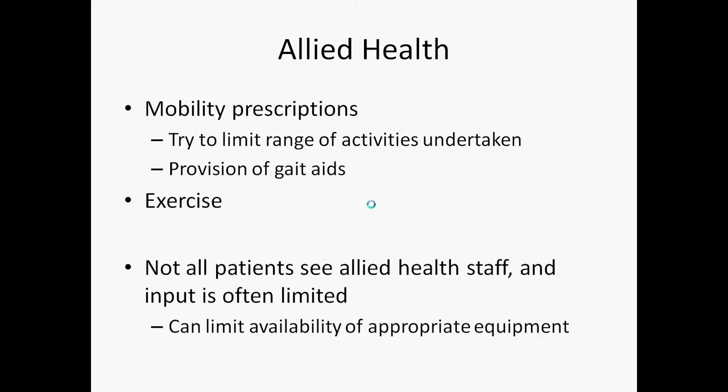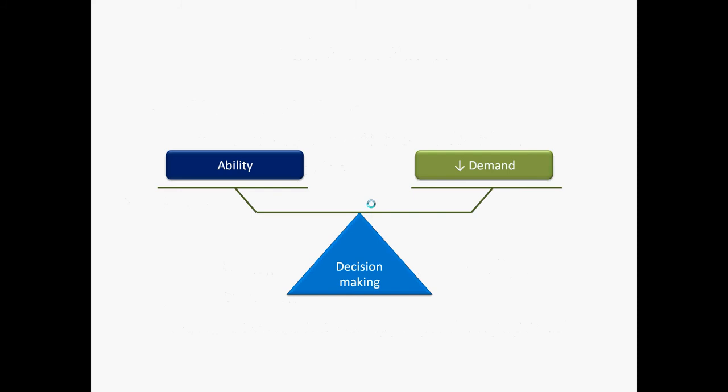Allied health staff, such as physiotherapists, engaged in providing mobility prescriptions. So this is when they come, assess the mobility of a patient and say, right, you can only walk this far and you need someone to assist you, and you need to use this particular gait aid when performing this activity. They're also responsible for providing exercise and rehabilitation opportunities, which are very important for older adults in their recovery and in their ability to test their physical boundaries in a supported way. It must be noted, though, that particularly in the acute setting, not all patients are seen by allied health staff, and their input is often limited. Therefore, this can limit the availability of appropriate equipment and gait aids to some patients. It may, of course, vary from hospital to hospital as to what the role of these allied health staff members is, and in some hospitals it's nursing staff that take on those particular roles.